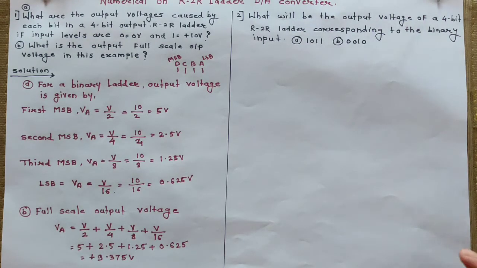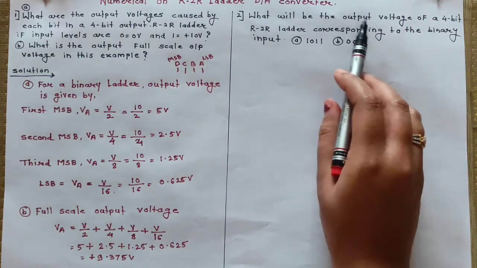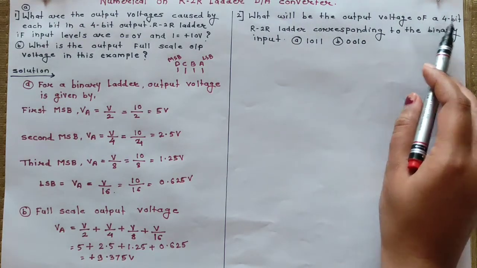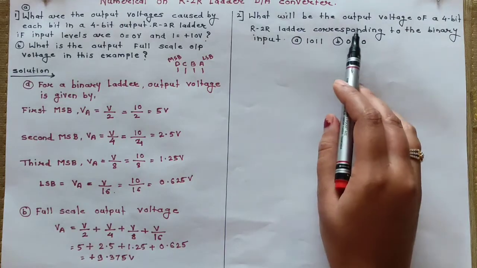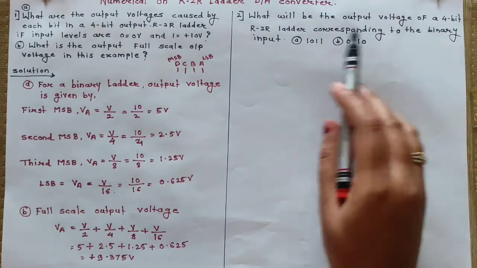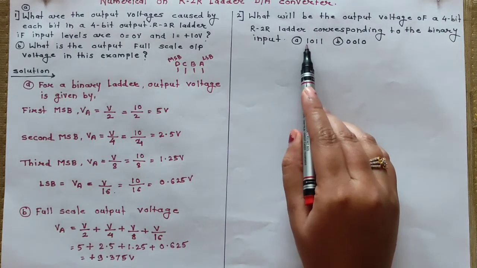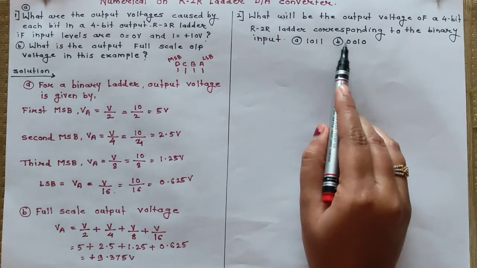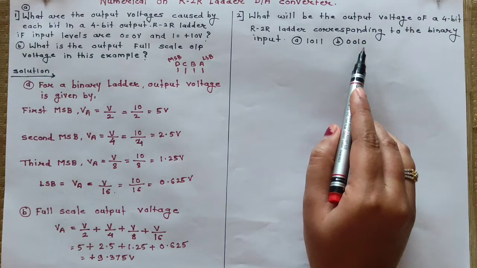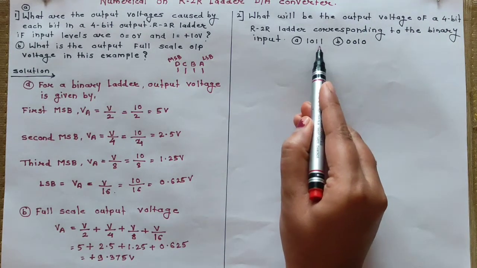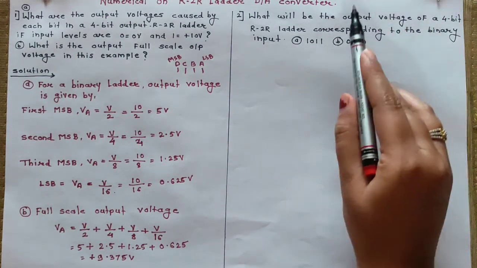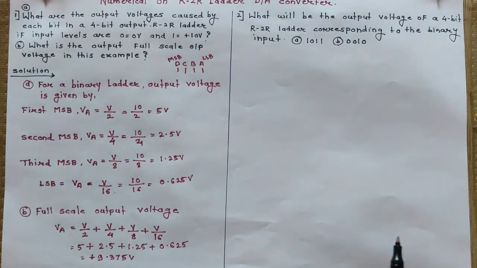Now come to the second numerical. What will be the output voltage of a 4-bit R-2R ladder corresponding to the binary input? Two inputs are given to you: A is 1011, B is 0010. So for these inputs, what do we have to find out? We have to find the analog output voltage.